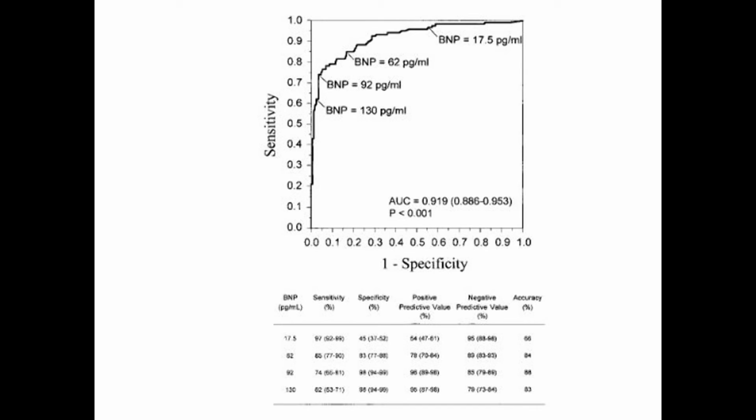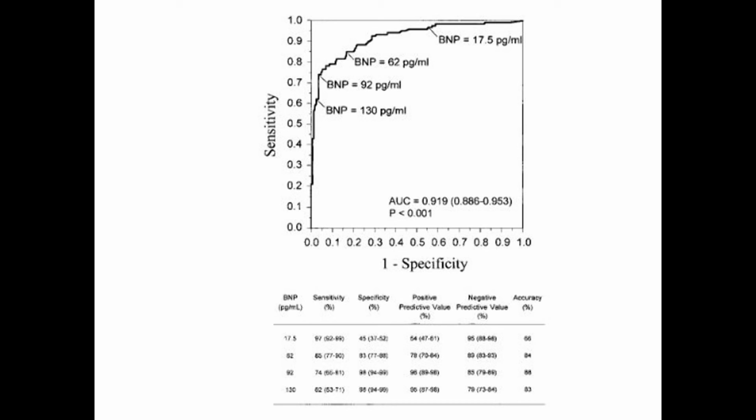This is an ROC curve, which compares sensitivity versus 1 minus specificity. So this is when you're evaluating the effectiveness of a tool. This is BNP against heart failure. And the area under the curve for different cut points tells you how effective it is. And in this case, it's an area under the curve of more than 90%. So that would tell you that a BNP is a pretty good test.